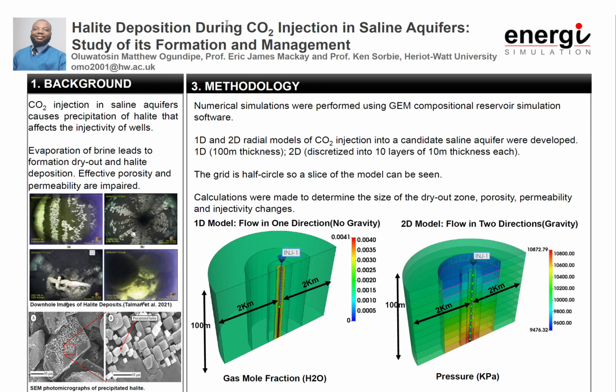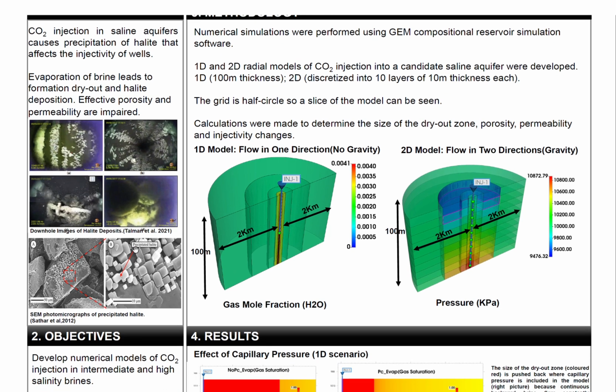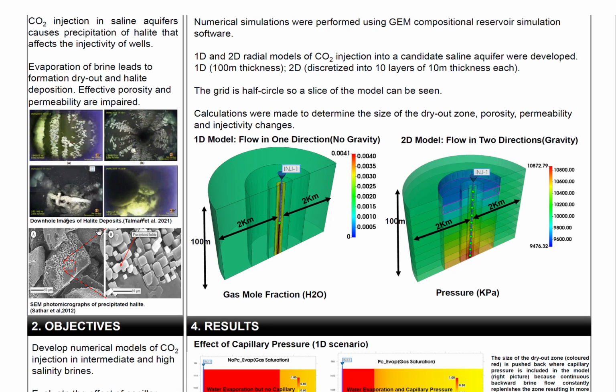For the background, CO2 injection in saline aquifers causes precipitation of halite that affects the injectivity of wells. Evaporation of brine leads to formation dryout and halite deposition. Therefore, effective porosity and permeability are impaired. Now, these are downloaded images of halite deposits, and this is an SEM photomicrograph of precipitated salt.